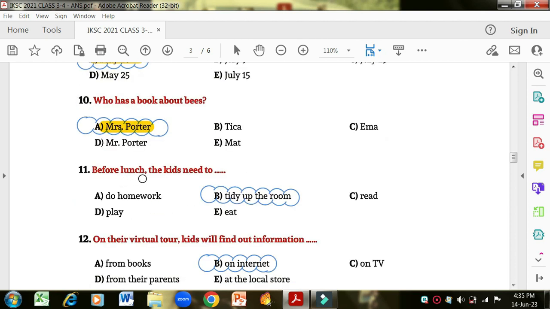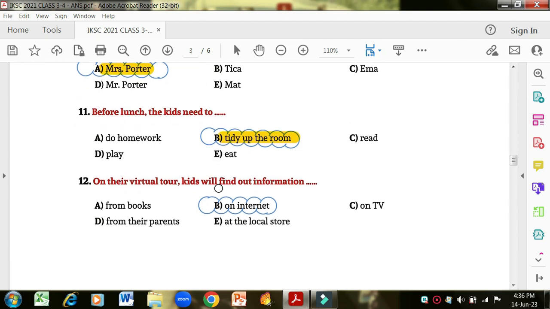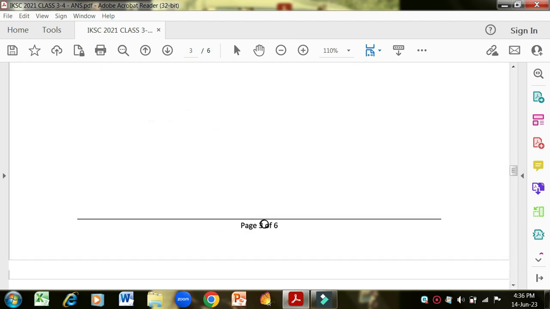Before lunch, the kids need to tidy up the room. We have just read this that they have the time before lunch. They have to tidy up the room. On the virtual tour, kids will find out information where? From books, on internet, on TV, from their parents, or at the local store. On internet, definitely on internet is the answer.